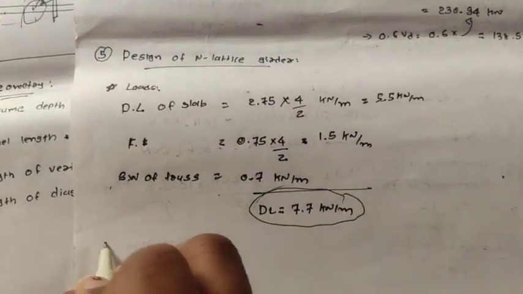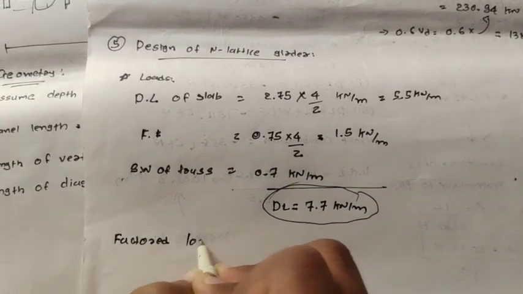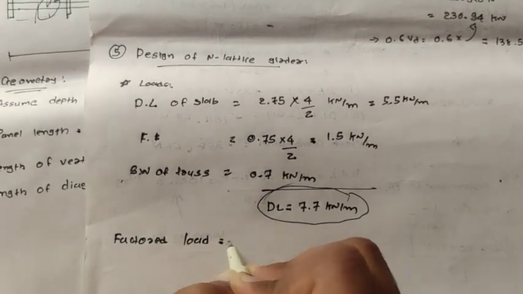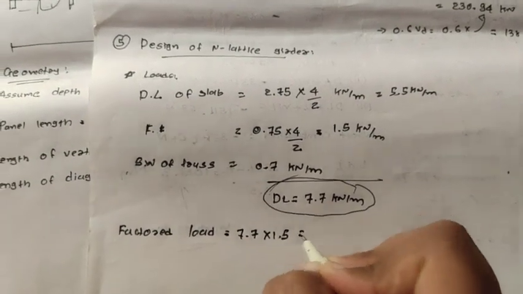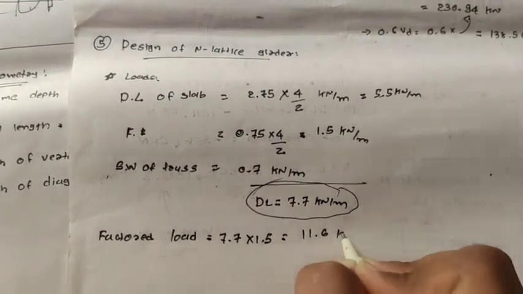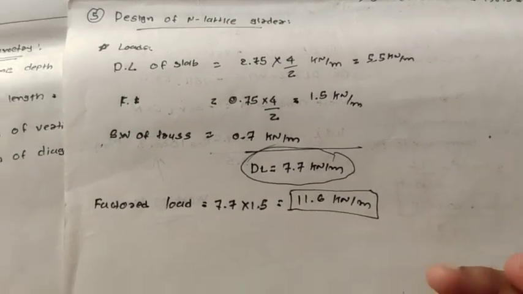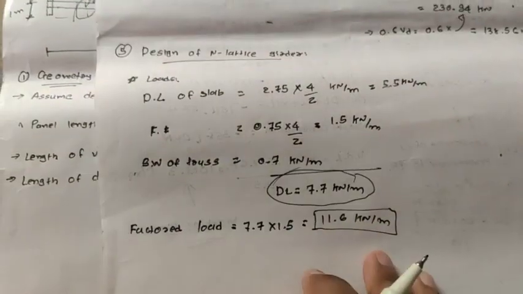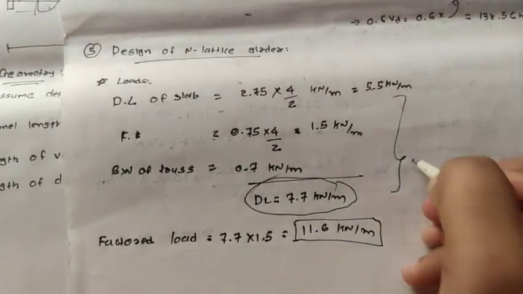Now we're talking about the factored load. While we consider the factored load, the load is always multiplied by 1.5. So our factored load answer is 11.6 kilonewton per meter. This is our final answer. So these are the calculations of the dead load.